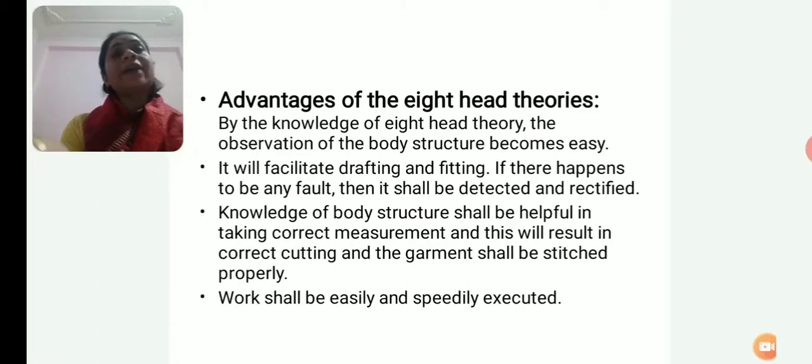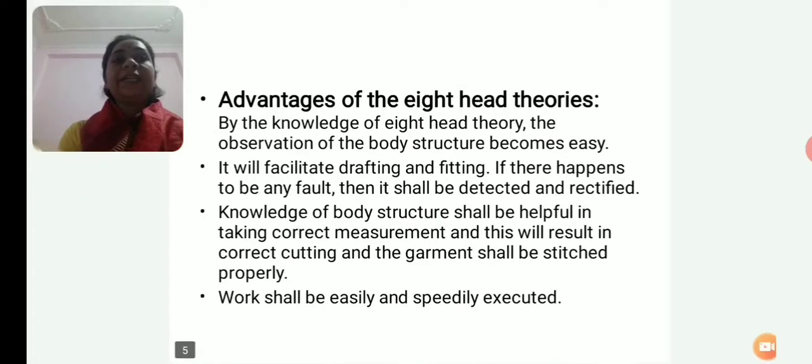So, what is the advantage of the 8-head theory? Why do we have to have knowledge about the 8-head theory? By the knowledge of the 8-head theory, the observation of the body structure of a human becomes very easy for us. It will facilitate drafting and fitting of any garment.